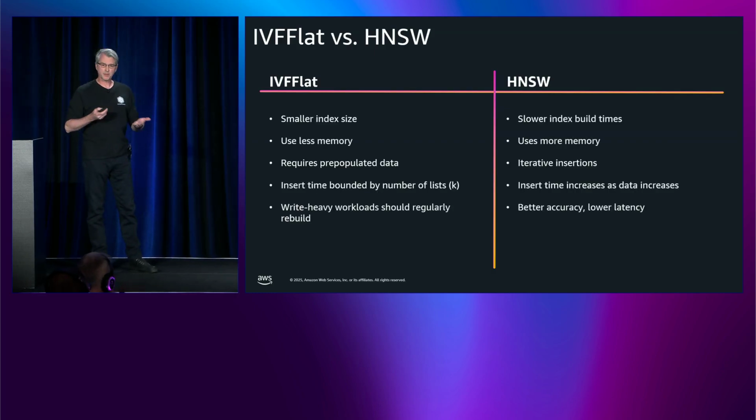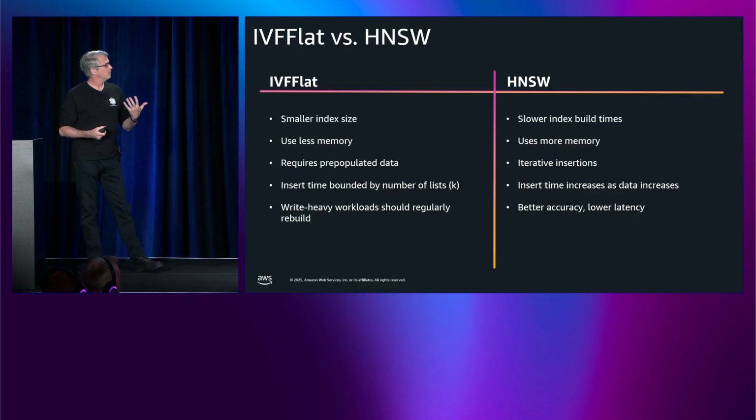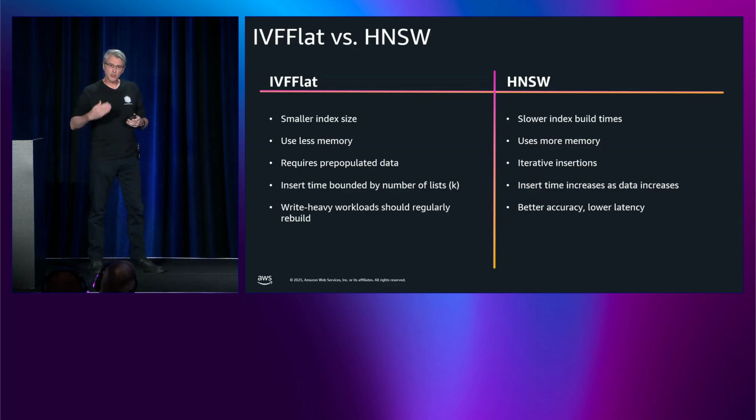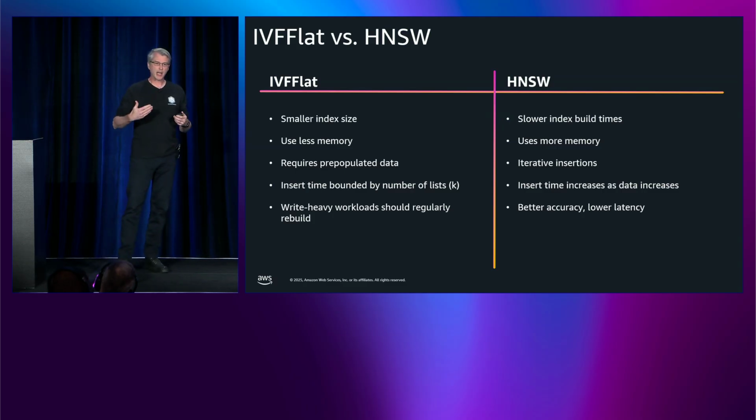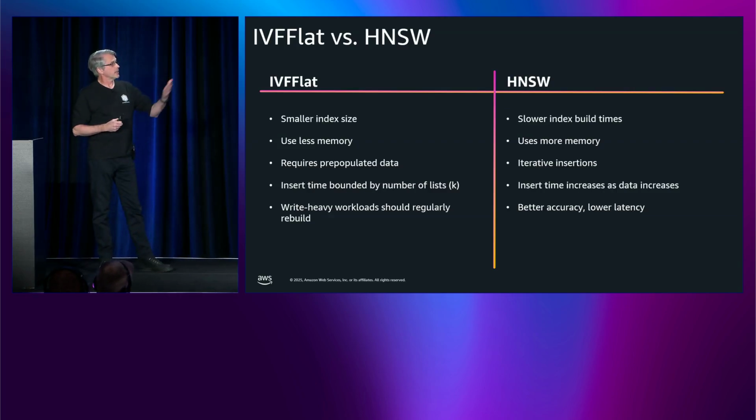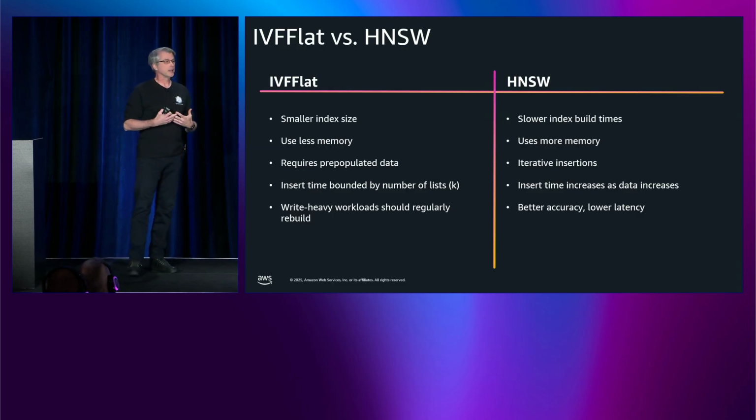All right, so there are some trade-offs between them, but at a high level, with IVF flat, the indexes are smaller, they use less memory, but they require pre-populated data, so you have to already have your data set loaded before you can create your indexes. And if you do have a workload where that information is being updated or you're adding more information, you will need to rebuild those indexes. HNSW, on the other hand, has slower index build times and uses more memory, but there's better accuracy, lower latency, and you don't need to rebuild those as your data changes.